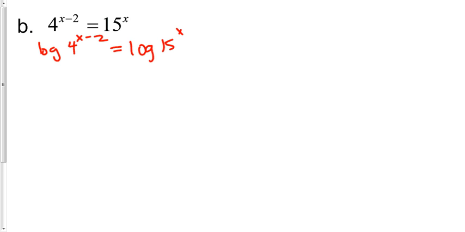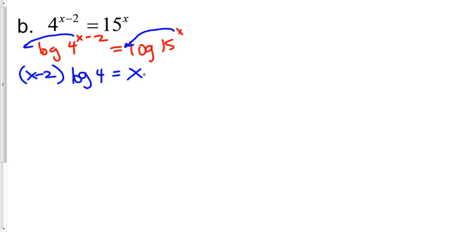It's just like when you add or subtract the same number on each side, you can take the log of each side and keep your equation balanced. Now, using that power rule, as I call it, we can bring these exponents out in front. That property is your friend. We need parentheses around x minus 2 here. x minus 2 comes down in front times the log of 4 equals x comes out in front, x times the log of 15.